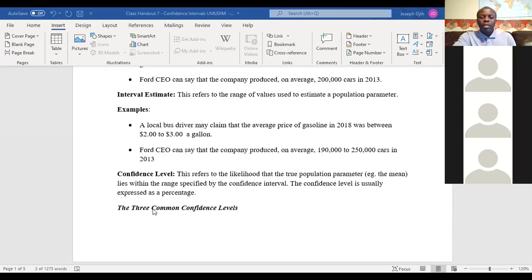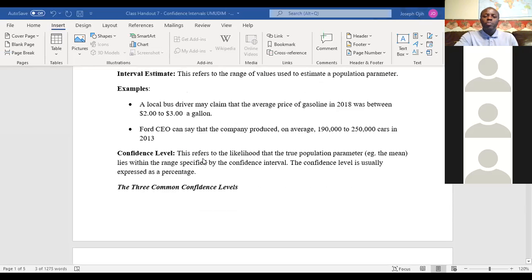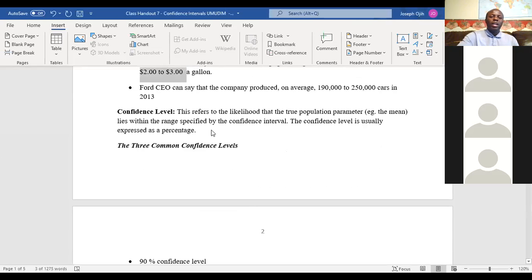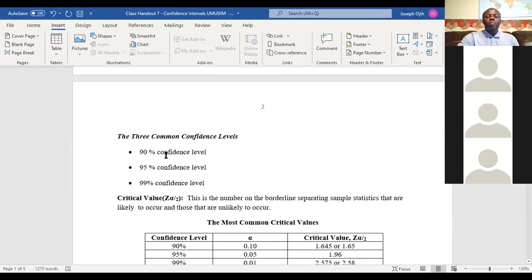So it's a range. The other term we're going to examine here is confidence level, which means the likelihood that the true population parameter will lie within the given range. Usually in statistics, we have three most popular confidence levels: 90% confidence level, 95% confidence level, and 99% confidence level.